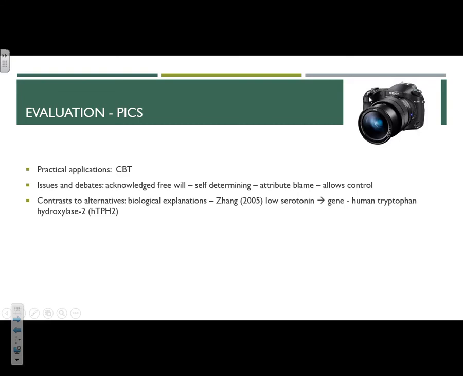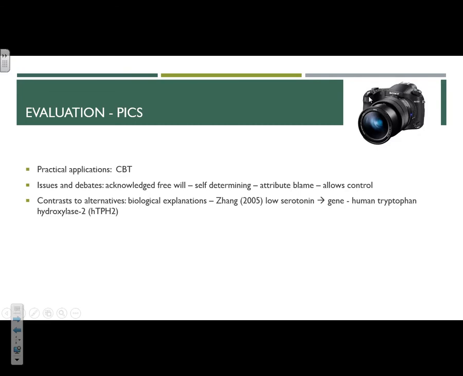Contrast to alternatives. Remember, issues and debates and contrast to alternatives: never ever use that as your opening sentence. Use different terminology to explain it. An alternative that can explain depression just as effectively, and is therefore a weakness, is biological explanations. For example, Zhang found that low serotonin, which is linked to depression, so having low levels of serotonin can lead to depression, which is a biological factor, has links to a faulty gene within the body. And if you want to show off, if you're particularly biologically minded, or you just like to learn long new words, that is the name of the gene that Zhang found that's linked to low levels of production of serotonin.